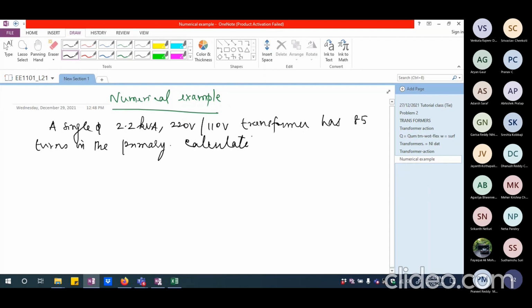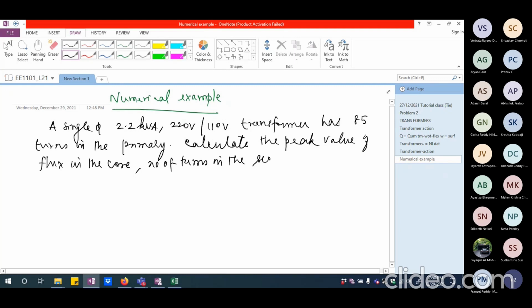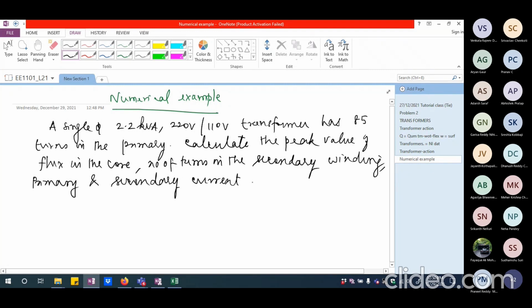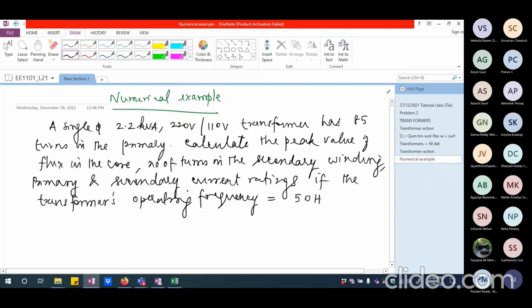Calculate the peak value of flux in the core, number of turns in the secondary, primary and secondary current ratings, if the transformer operating frequency is 50 Hertz.